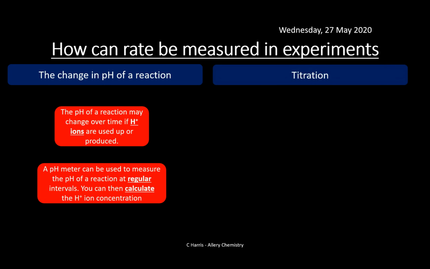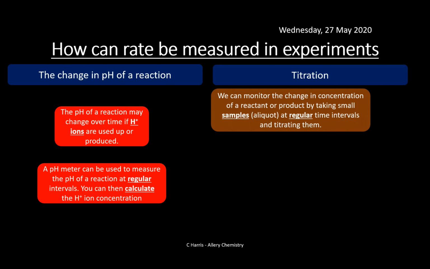And another one is titrations. Yes, you wouldn't be doing chemistry without titrations, would you? So another one is using titrations to do this. What we can do is monitor the concentration of a reactant or product by taking small samples, which we call aliquots, at regular time intervals and then titrating them.